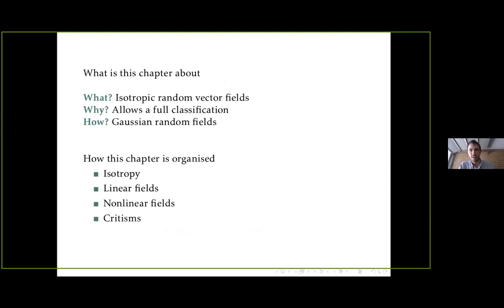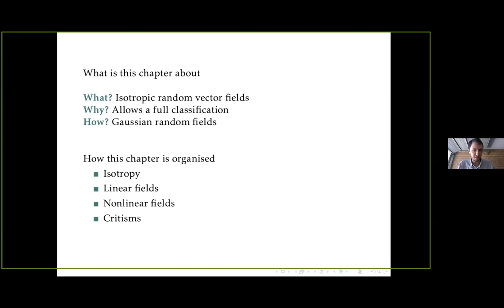So the symmetry that I want to consider is rotational symmetry, or isotropy, about this fixed point that we have chosen to be at the origin. And as I already alluded to, the reason why we want to introduce that kind of symmetry is because we will be able to make a full classification of these kinds of rotationally invariant fields. This approach is to some extent based on the fact that Gaussian random fields have some very nice properties and are relatively easy to deal with.